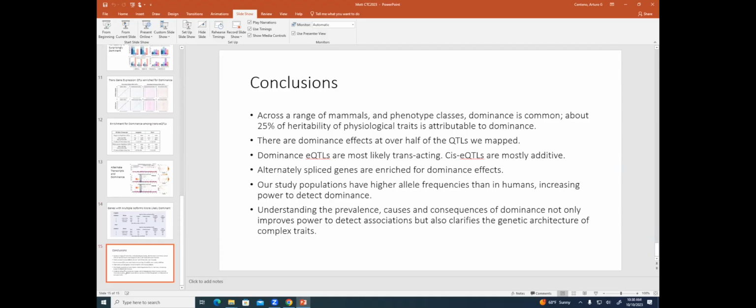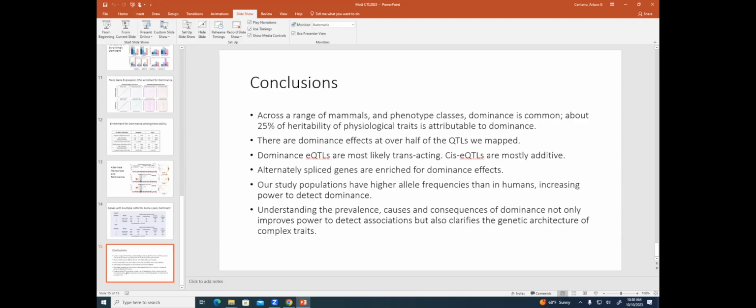So in conclusion, about 25% of heritability seems to be due to dominance across these three populations. There are dominance effects at over half of the QTLs that we measure. Dominance eQTLs are most likely trans-acting, but cis-eQTLs are mostly additive. Alternately spliced genes are enriched for dominance effects.